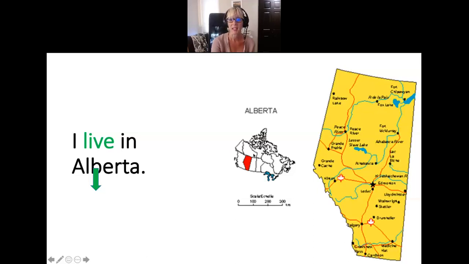We can see the little red Alberta. This is a bigger picture of the province of Alberta. It's very difficult to read. Edmonton and Calgary are on this map of Alberta. I live in Alberta. It's present tense.